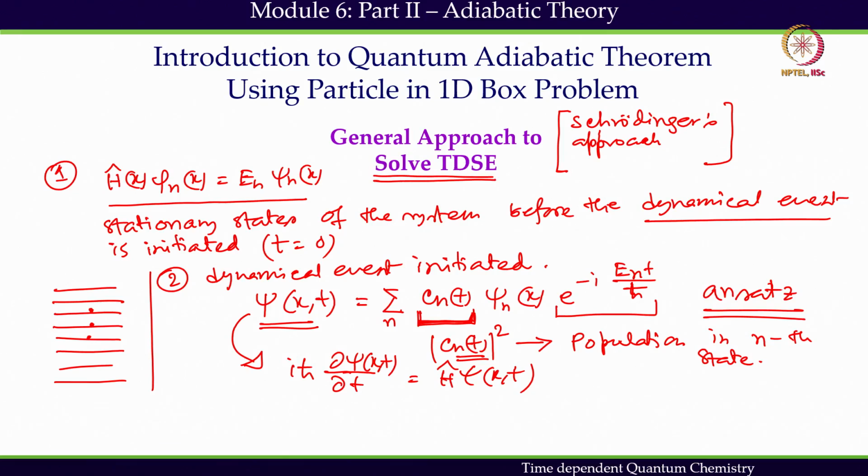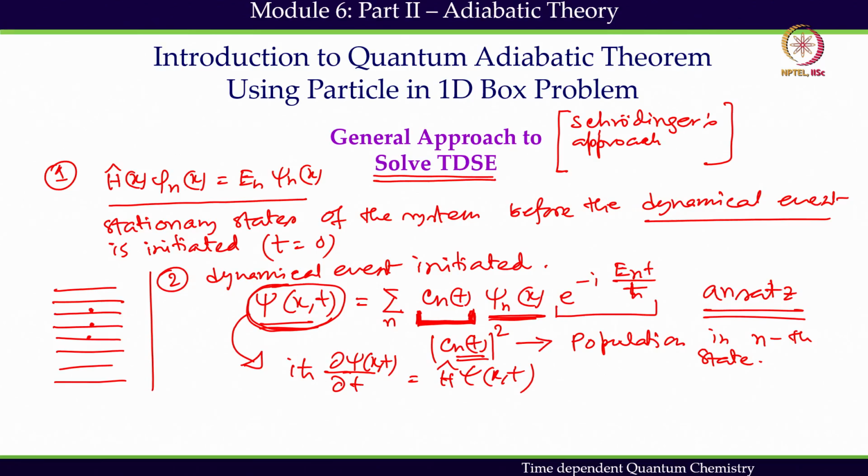define what the non-stationary state is. This non-stationary state will be defined in terms of stationary states, but I need to know the relative population for each stationary state which is defining the non-stationary state. Now, this is a very general approach to solve any dynamical problem with the help of the TDSE.